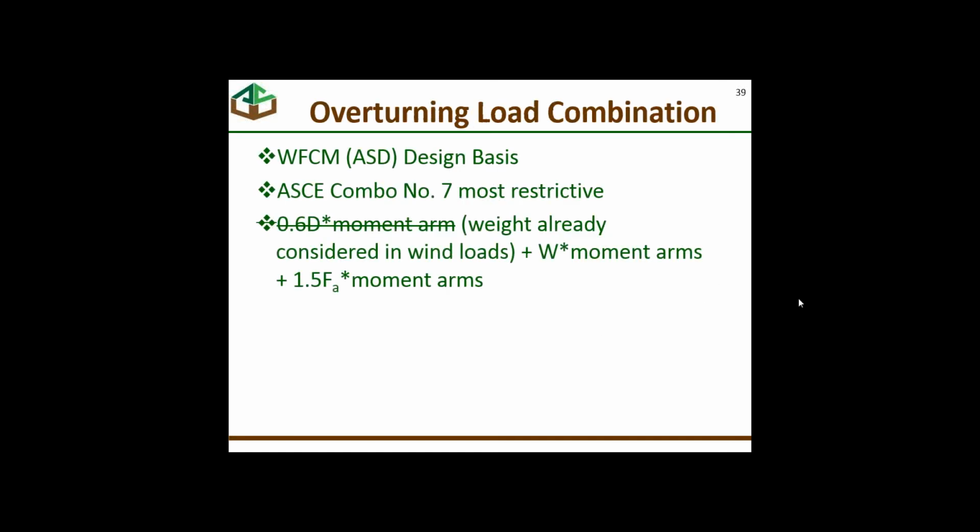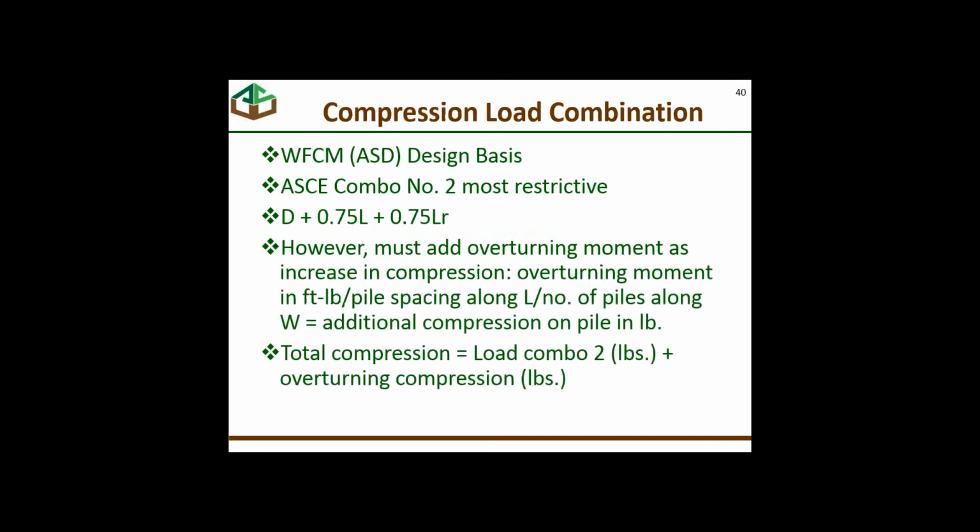The load combination, again, is number 7. I have discounted the weight here because the weight is already considered in the wind loads. So at least in calculating this using the wood frame construction manual, you would not include the weight again. We do have compression loads that come into play. So you have tension load on one side that's being pulled up and being pushed on the other side. I do think our overturning moment needs to be considered, and that compression that happens on the left side of the building needs to be considered in the compression on the pile.